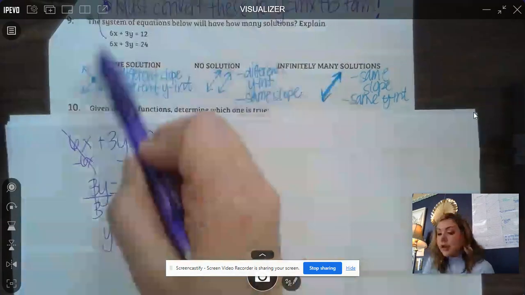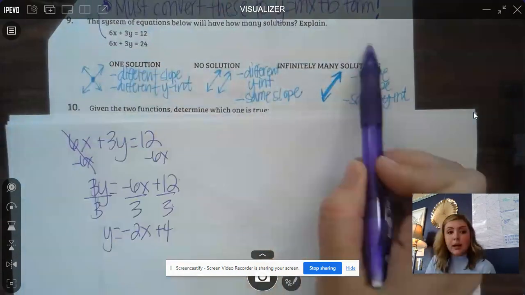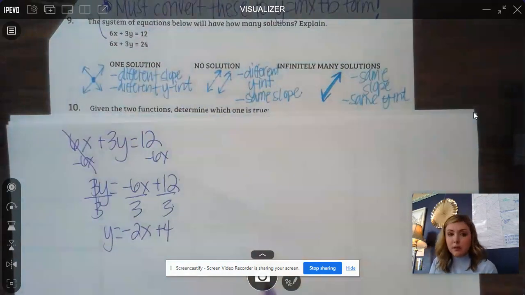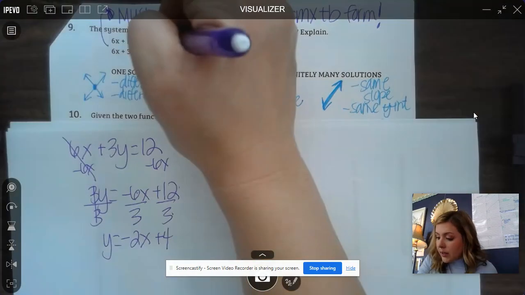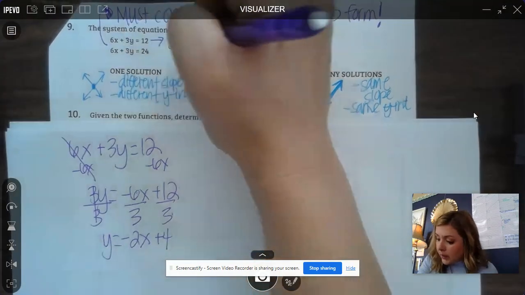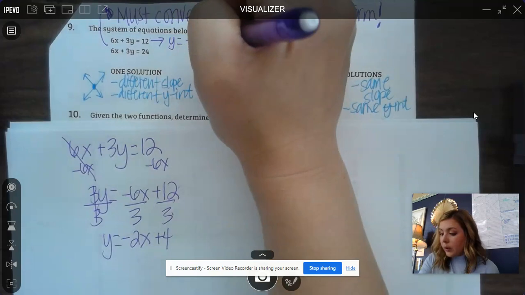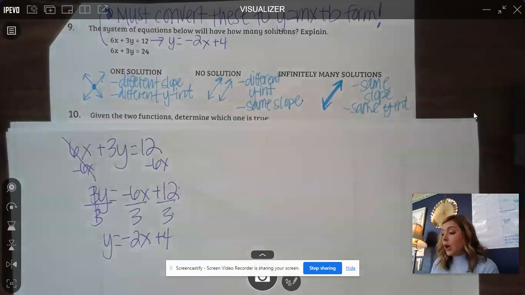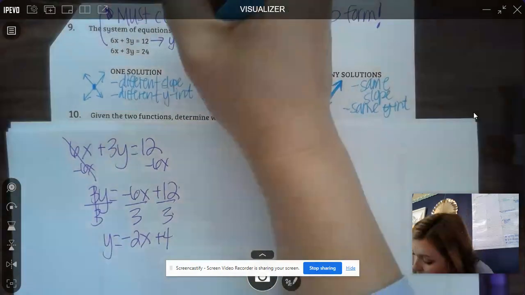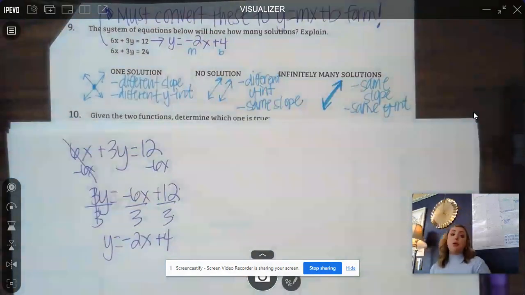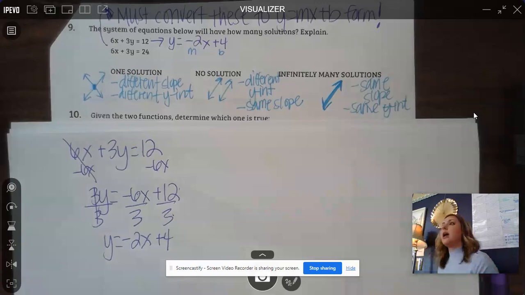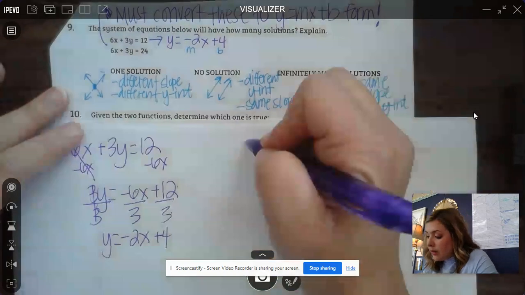I said a second ago that you need to just write it on the sides. I'm writing it right here for the sake of the video. So I converted this equation right here to y equals negative 2x plus 4. So I now know that this has a slope of negative 2 and a y-intercept of 4. So when I convert the other one, I actually have something to compare it with. So I'm going to do the other equation now.